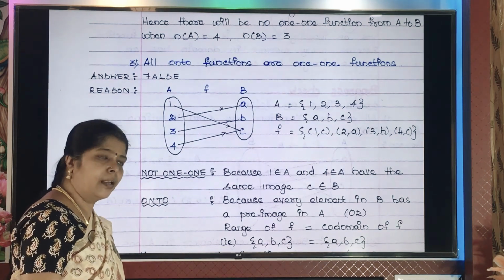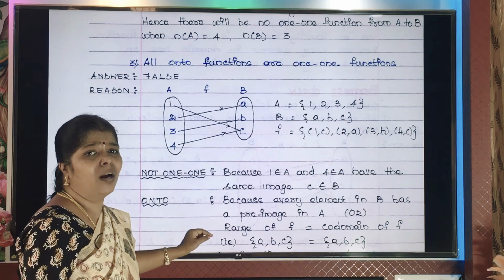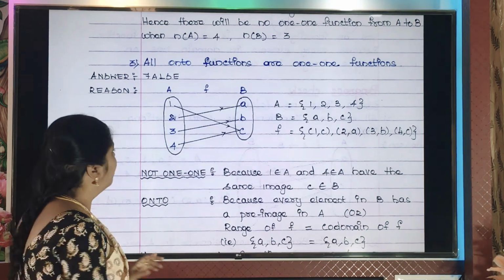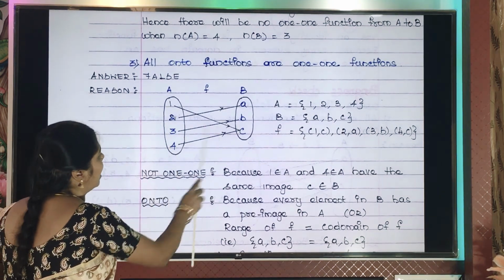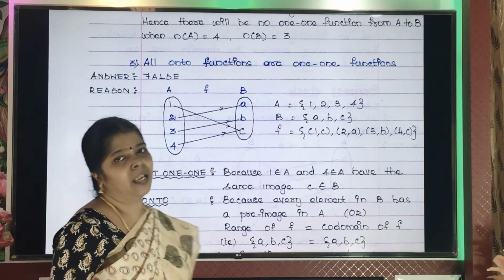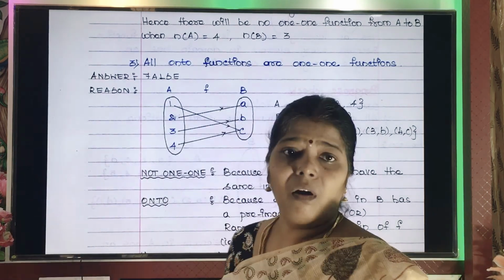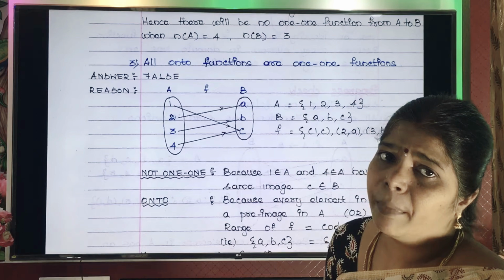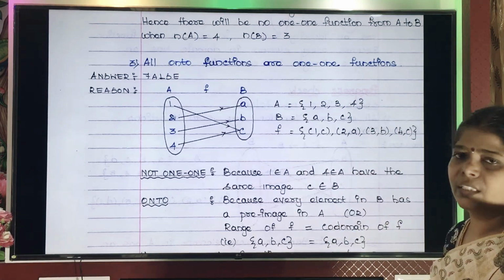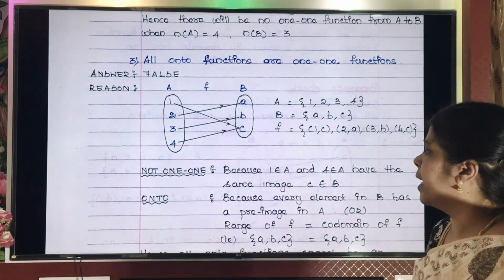Are you all sure? Yes. But is it one-to-one? No, ma. Why? Because 1 and 4 are having the same image. So, all onto functions cannot become one-to-one functions. This is what is shown here. Next one.